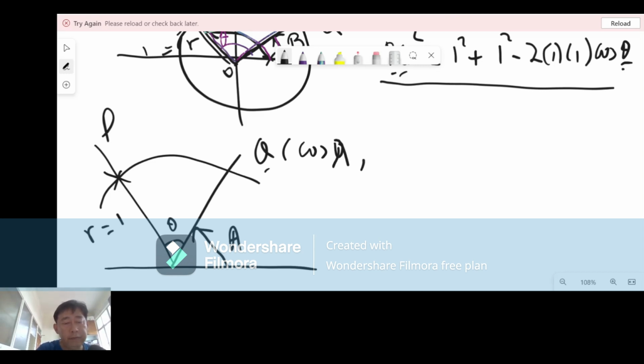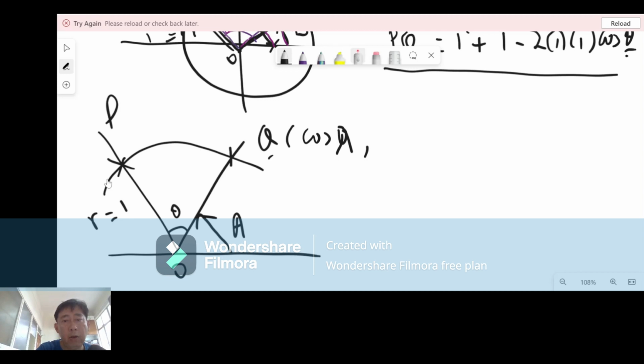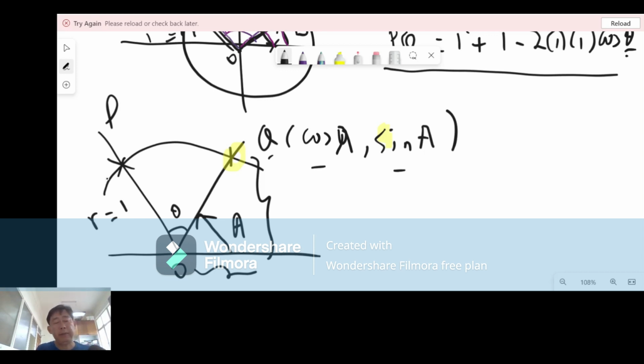So cos A is the x coordinate of the point Q, and the y coordinate for Q is then sine A. So sine A is referring to this height and cos A is this. So cos A, sine A are respectively the x and y coordinates for the point Q.